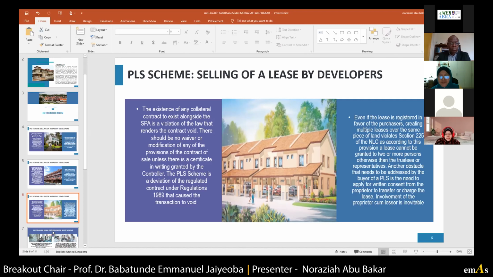So even if the lease is registered, they will still have some obstacles with regard to the NLC, because the NLC specifically provides that there should be no creation of lease to more than one person. And when the developer is selling the whole building to more than one purchaser and creating a lease, that means they are creating multiple leases.